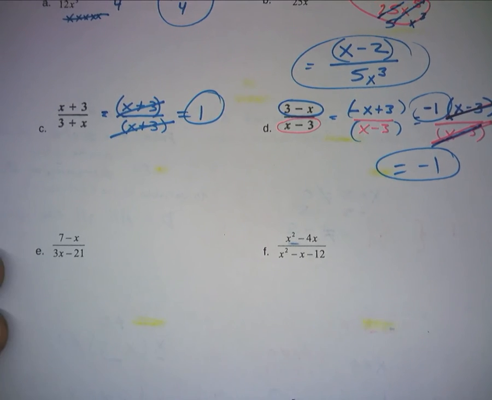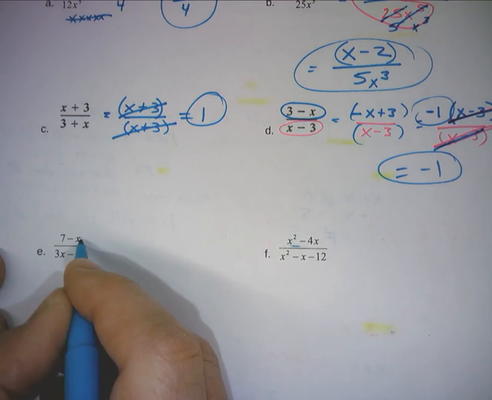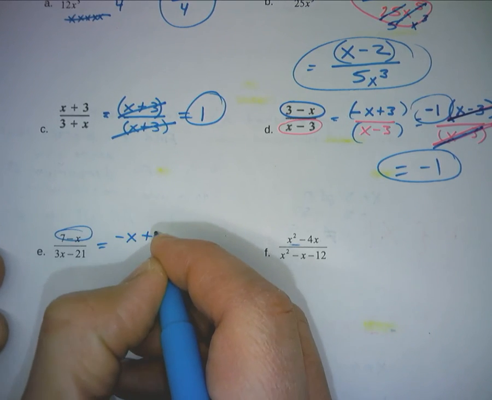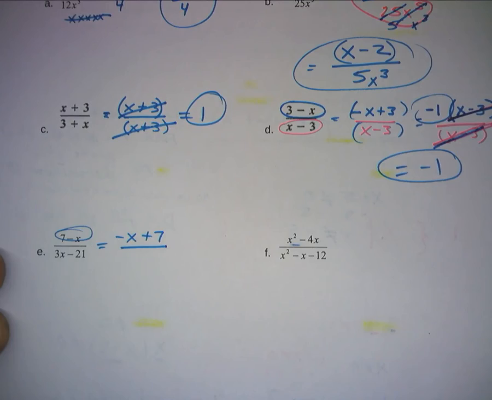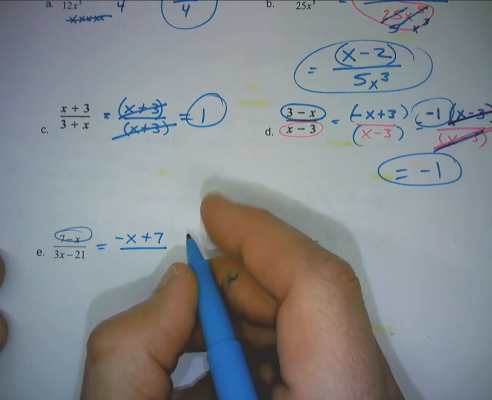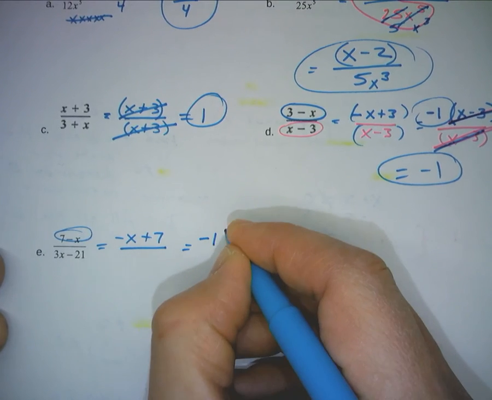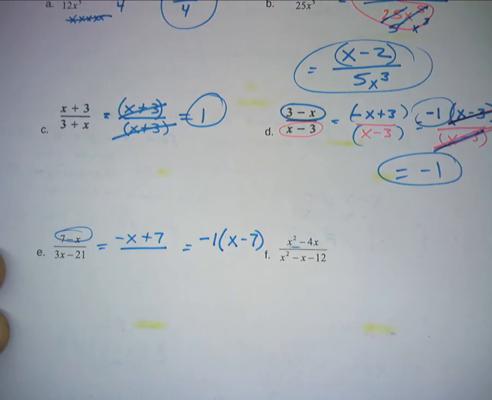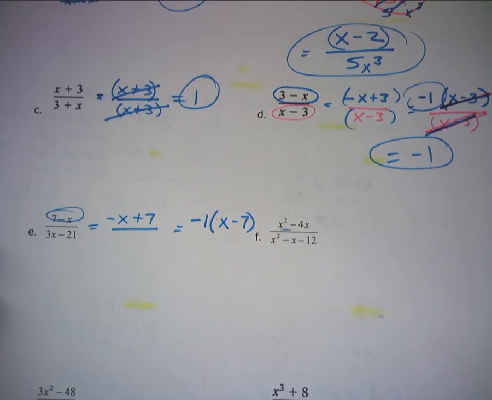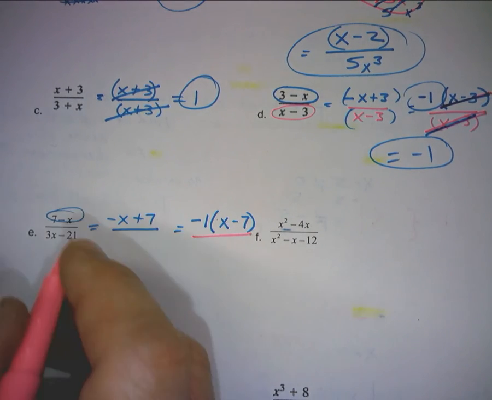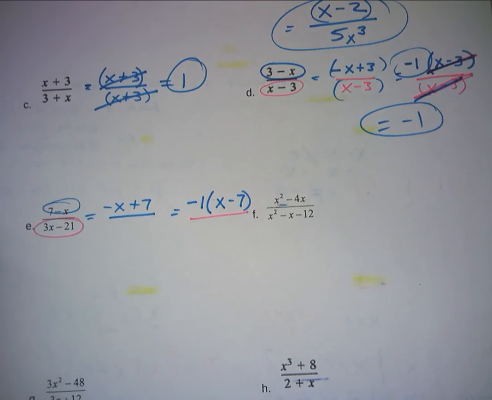So when I take a look at E, I've got 7 minus x. Again, don't like how that's written. I always rewrite it. And if there's ever a negative in front of that x, I'm going to factor that out. So I'm going to take out a negative 1, and that's going to leave me with x minus 7. Well, now I've got this guy. I've got 3x minus 21.